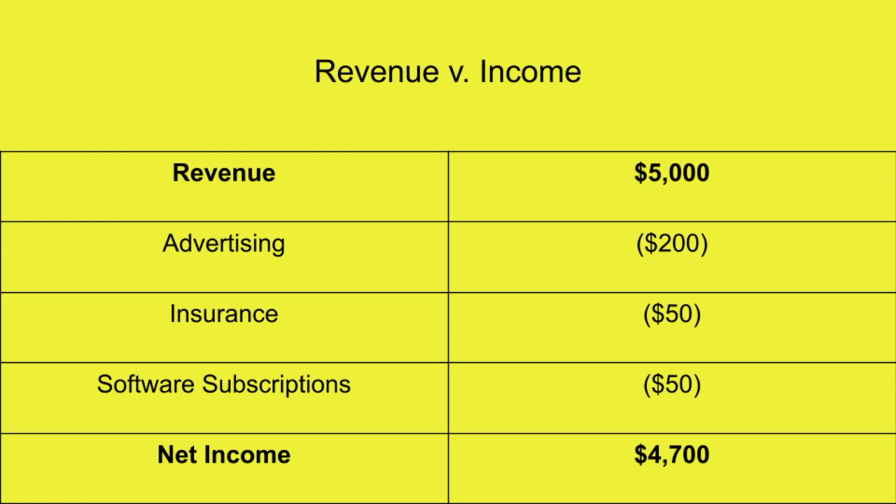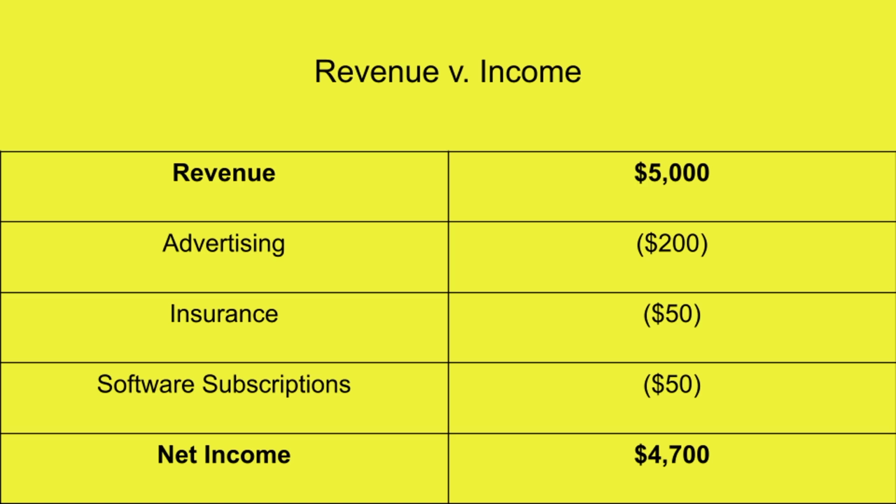So let's just say, for example, somebody brought in $5,000, but then they didn't write off their expenses of advertising, insurance, and software subscriptions. That means they're paying taxes on $5,000, even though they only made $4,700. So they're paying more taxes than they really should be paying, which means they're donating money to the government. And that's how I want you to think of it. Not capturing legitimate deductions is essentially donating money to the government.